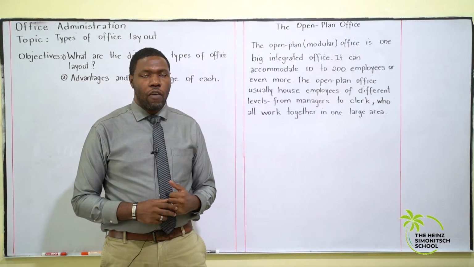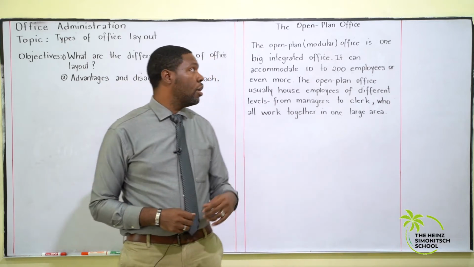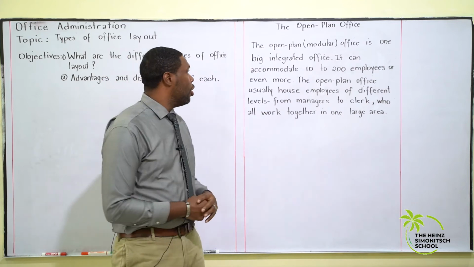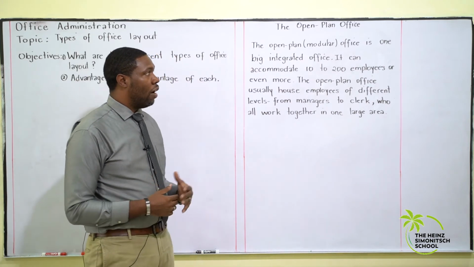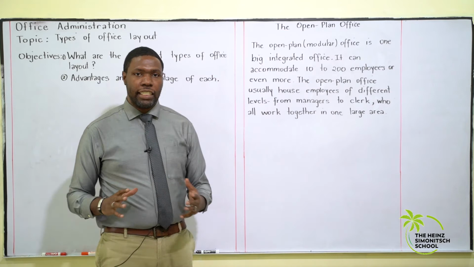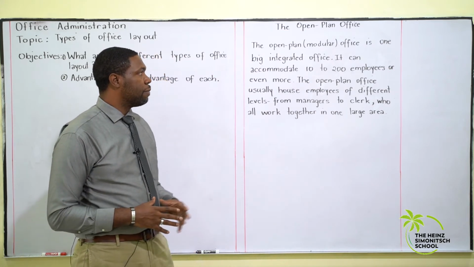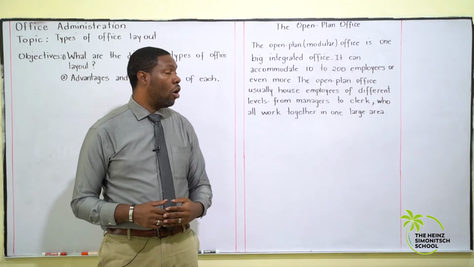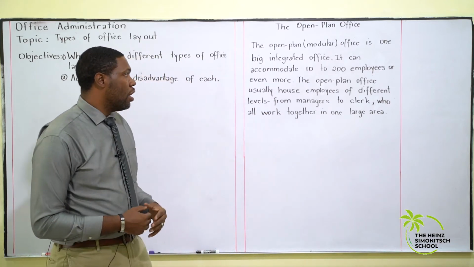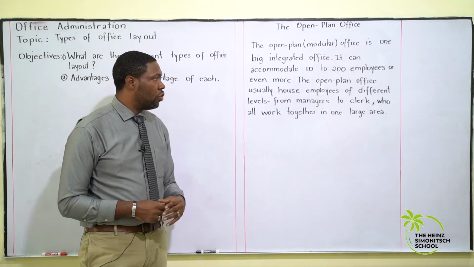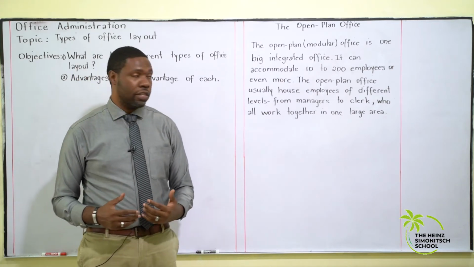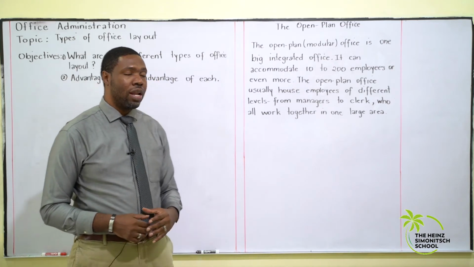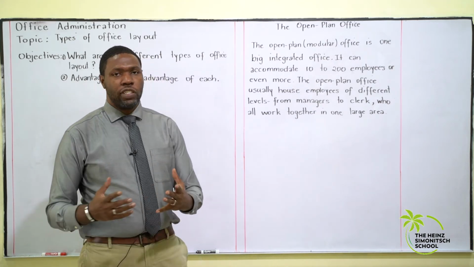The next office layout we're going to look at is the open plan office or the modular office. Now, the open plan or modular office is one big integrated office space. This can accommodate anywhere from 10 to 200 employees or even more. The open plan office usually houses employees of different levels, from managers to clerks, who all work together in one large area.